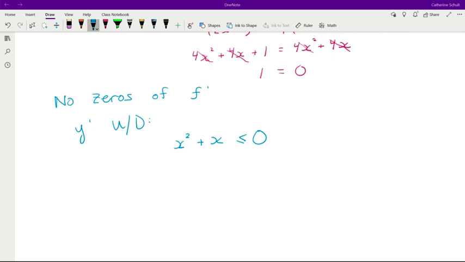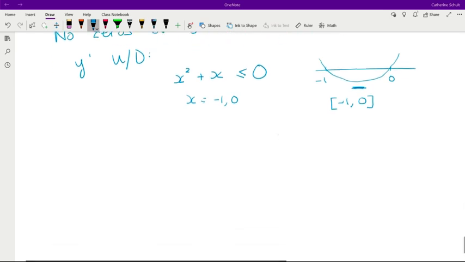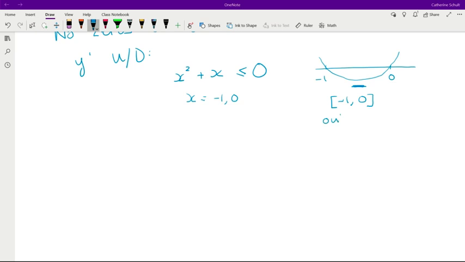Okay, and we solved this already, right? We already figured out the zeros. We did something similar for the domain, right? We already figured out the zeros and we already figured out the shape. This is where our function is negative. So where x squared plus x is 0 and negative is between -1 and 0. Okay, so it's out of the domain.